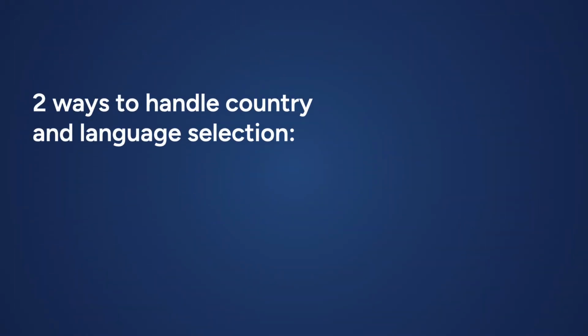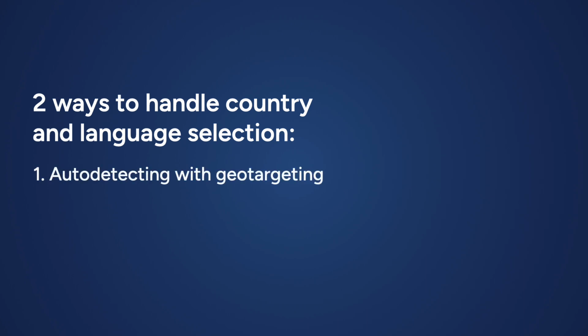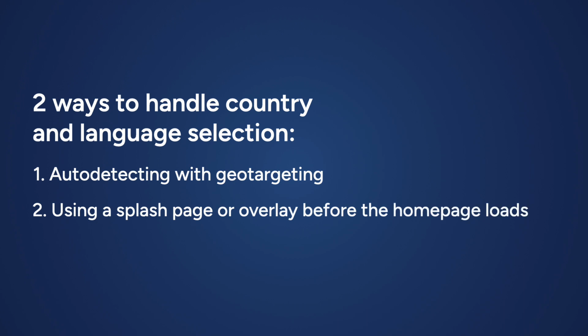During testing, we observed two main ways to handle country and language selection. First, auto-detecting country and language using geotargeting. And second, showing a dedicated splash page or overlay dialog before the homepage loads.